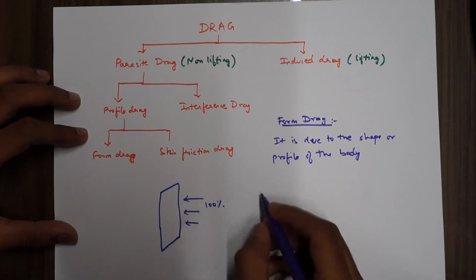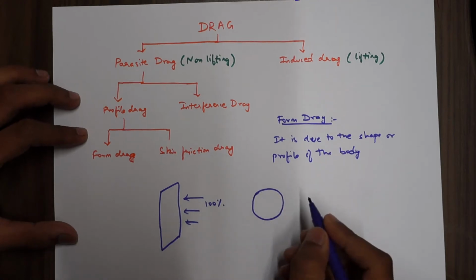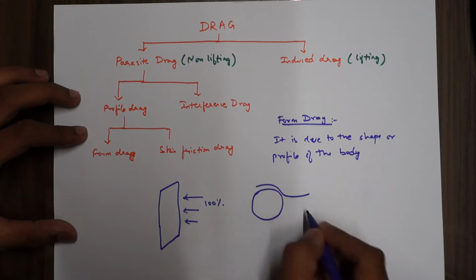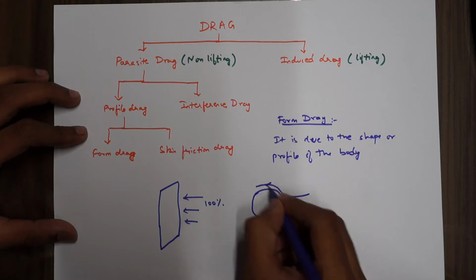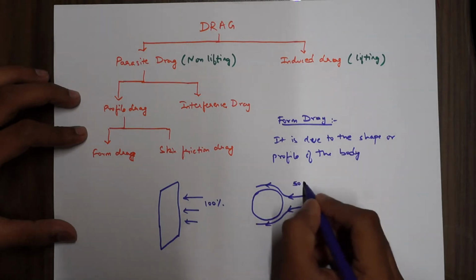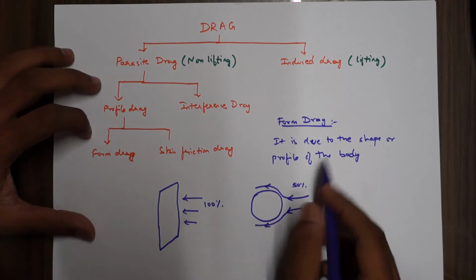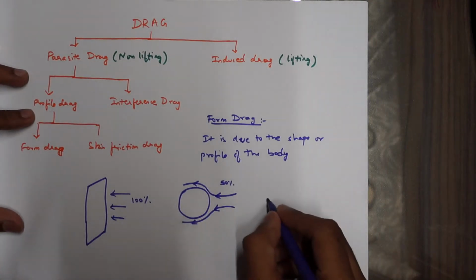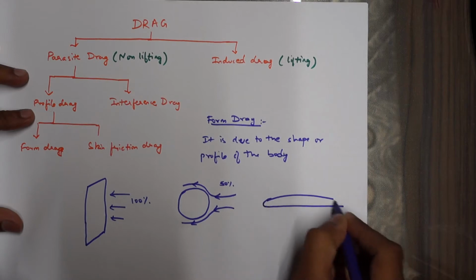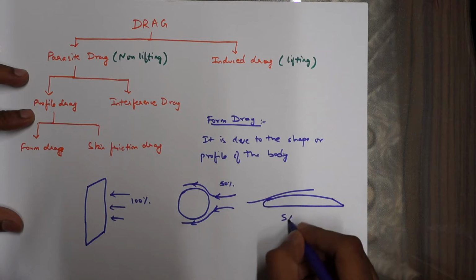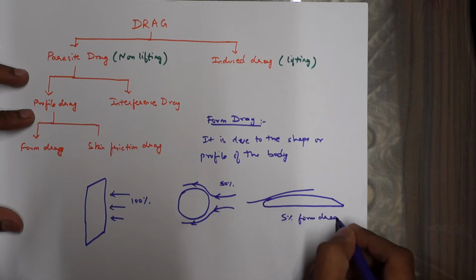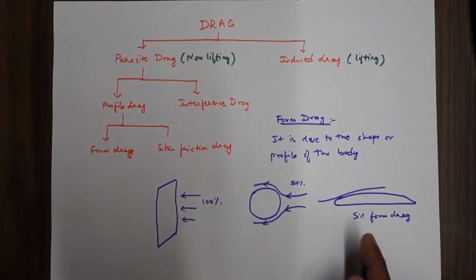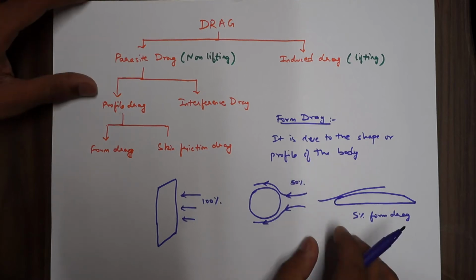Now if the same volume is made into the shape of a sphere, it becomes 50% form drag, so it reduces, as you can see. So basically it's due to the shape or profile of the body. Now you will be surprised to know that if this is 100%, something of an aerofoil shape gives only 5% form drag. As I said earlier, you cannot delete it, but you can reduce it by streamlining the foil. So aerodynamically streamlining and shaping the foil can reduce form drag. So this is form drag.